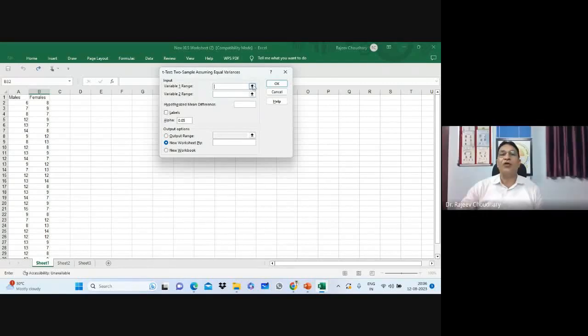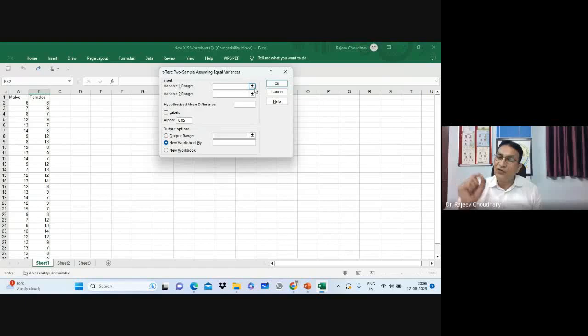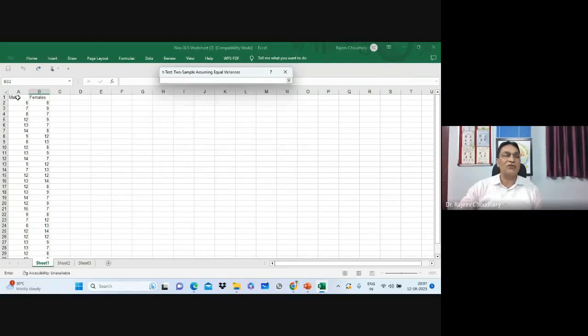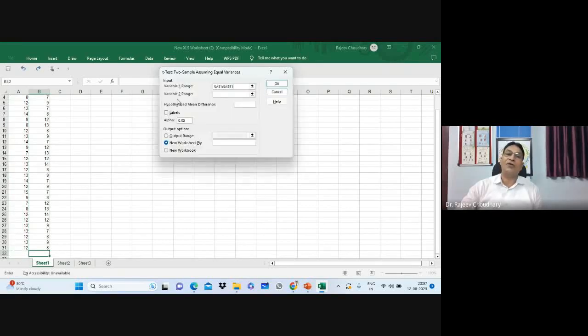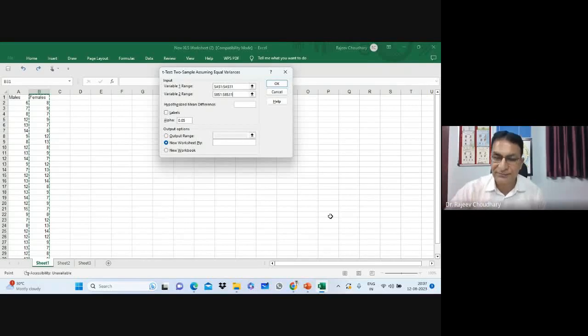See, now where is my arrow? Variable 1 range. Click on the arrow in front of variable 1 range. Select all the scores including heading. Again, click on the same arrow. Now click on the arrow in front of the variable 2 range. Now select all the scores for females. Again, click on the same arrow. Is it okay? Okay, sir.